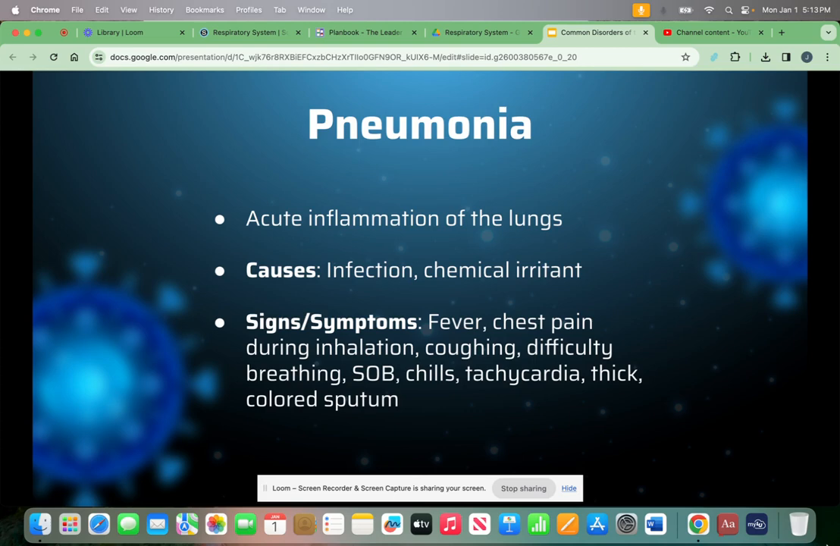Pneumonia is acute inflammation of the lungs. It can be caused by an infection or a chemical irritant. Signs and symptoms include fever, chest pain during inhalation, coughing, difficulty breathing, shortness of breath, chills, tachycardia, or thick-colored sputum.